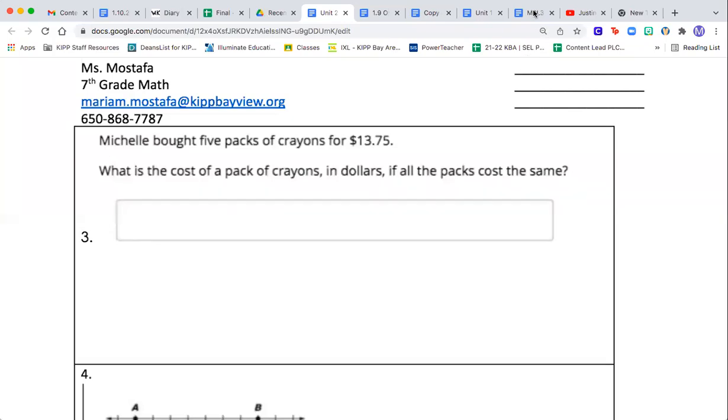All right. Now, for the next one, number 3, this says Michelle bought 5 packs of crayons for $13.75. Okay, so 5 packs cost $13.75. It says here, what is the cost of a pack of crayons? A pack of crayons means one, in dollars, if all the packs cost the same.